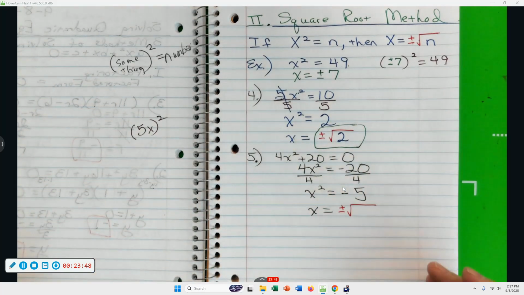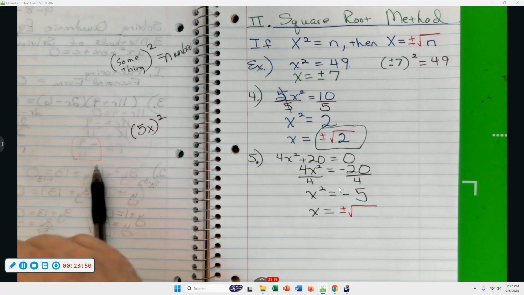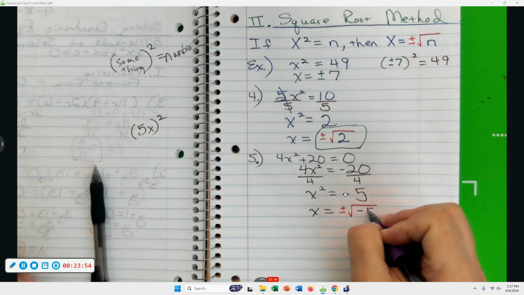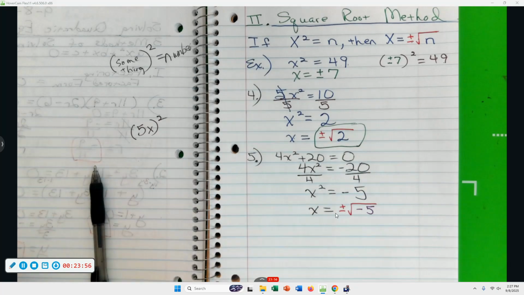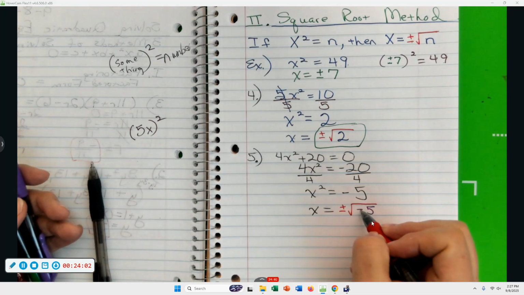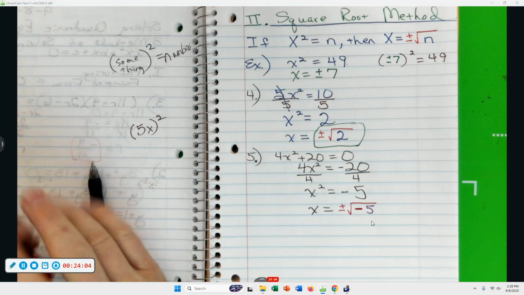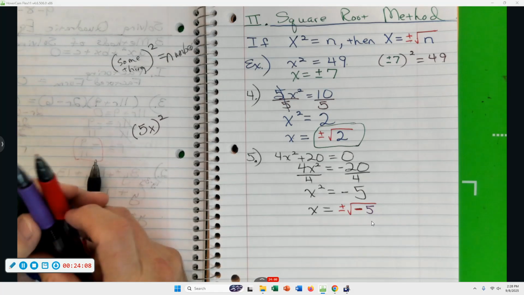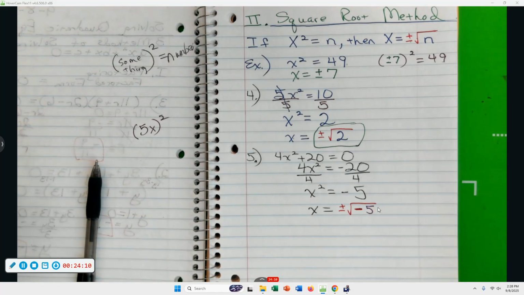Make that negative maybe blue or something, a different color. I'll use purple. That's this negative here. Oh, I made both of them the same color. Well, oops. Okay, I'll do it like this. There. And if you type that in, you can't reduce the square root of 5. If you type that in, though, they're going to give you an error.